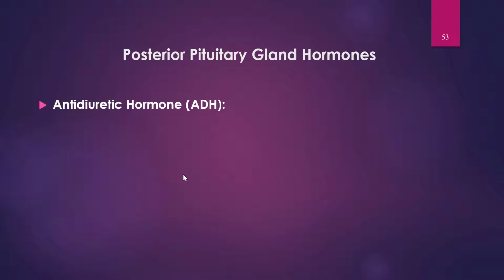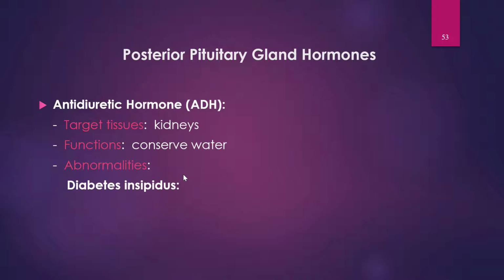Then you have your ADH, or antidiuretic hormone. ADH is a posterior pituitary gland hormone. It's not anterior. It is a hormone stored there but not produced by the posterior pituitary gland. It is produced by the hypothalamus and is only stored there. And target tissue here is actually your kidneys. The function will be to conserve water. So this one elevates blood pressure. And abnormalities here will be called diabetes insipidus.